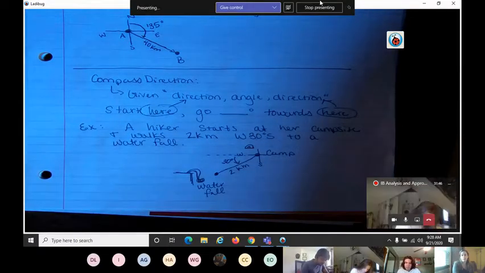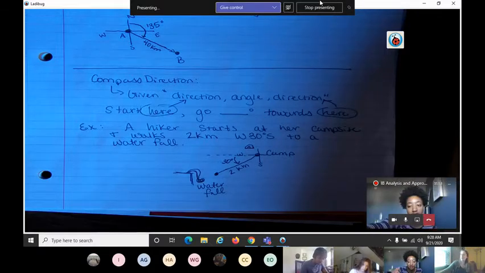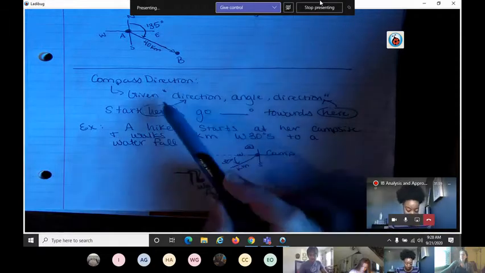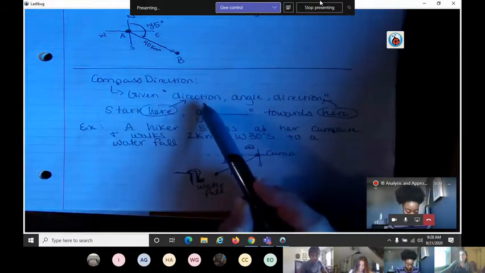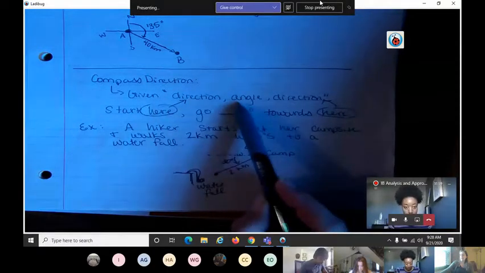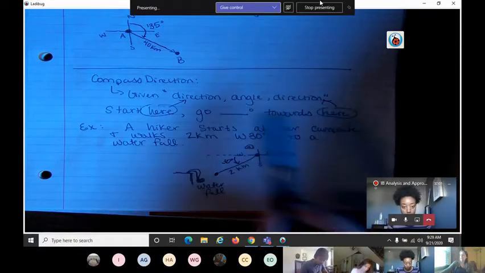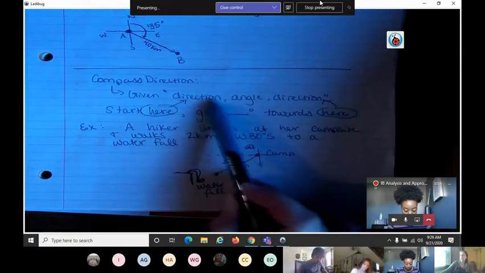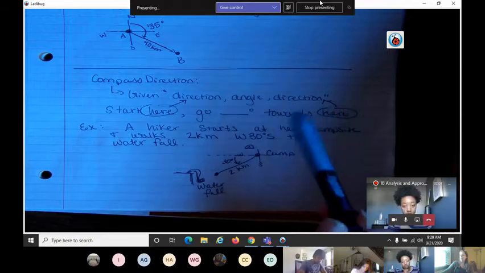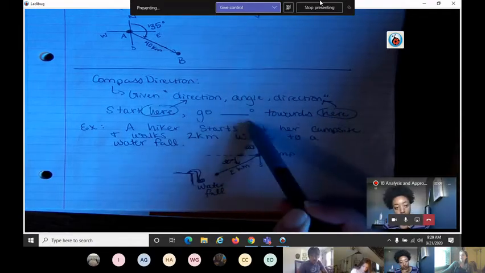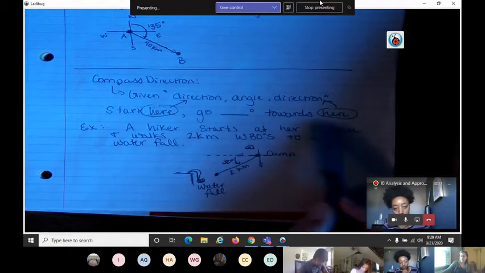Okay. What questions do you have about that? Can you explain it over again, please? Yes. So, when you're given compass directions, you're going to be given a direction, an angle, and then another direction. What that means is you're starting here. This is where you're at, okay? And you're going to go however many degrees in the new direction.